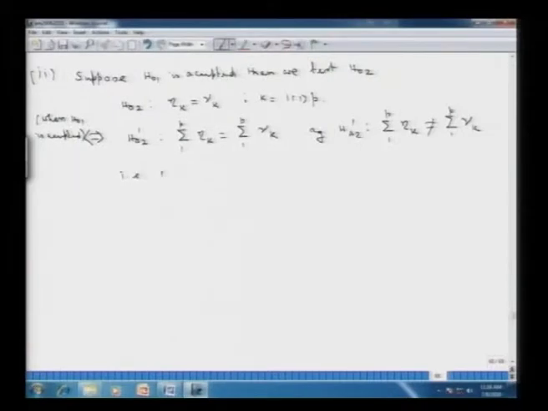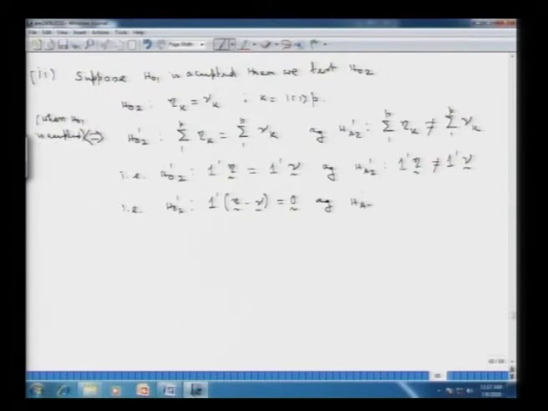Now, this hypothesis H02 prime is 1 prime eta vector equal to 1 prime nu vector. This is to be tested against HA2 prime, which is 1 prime eta vector not equal to 1 prime nu vector. Or in other words, what you can write is that this is 1 prime (eta minus nu) vector equal to a null vector. So, this is H02 prime, which is this. This is to be tested against HA2 prime, which is 1 prime (eta minus nu) vector not equal to 0.